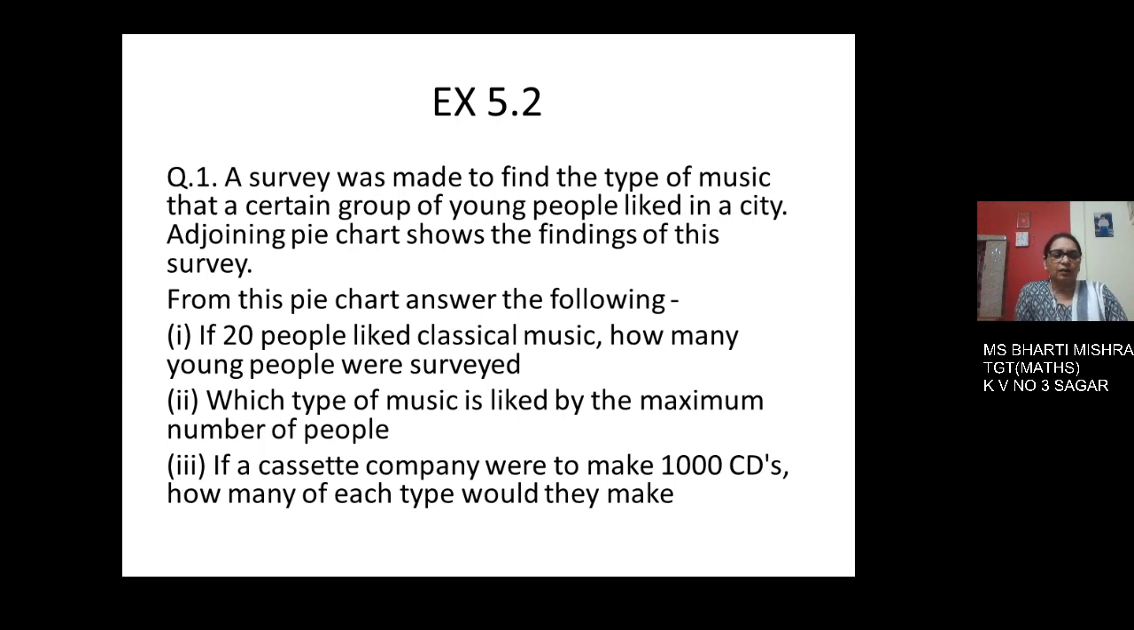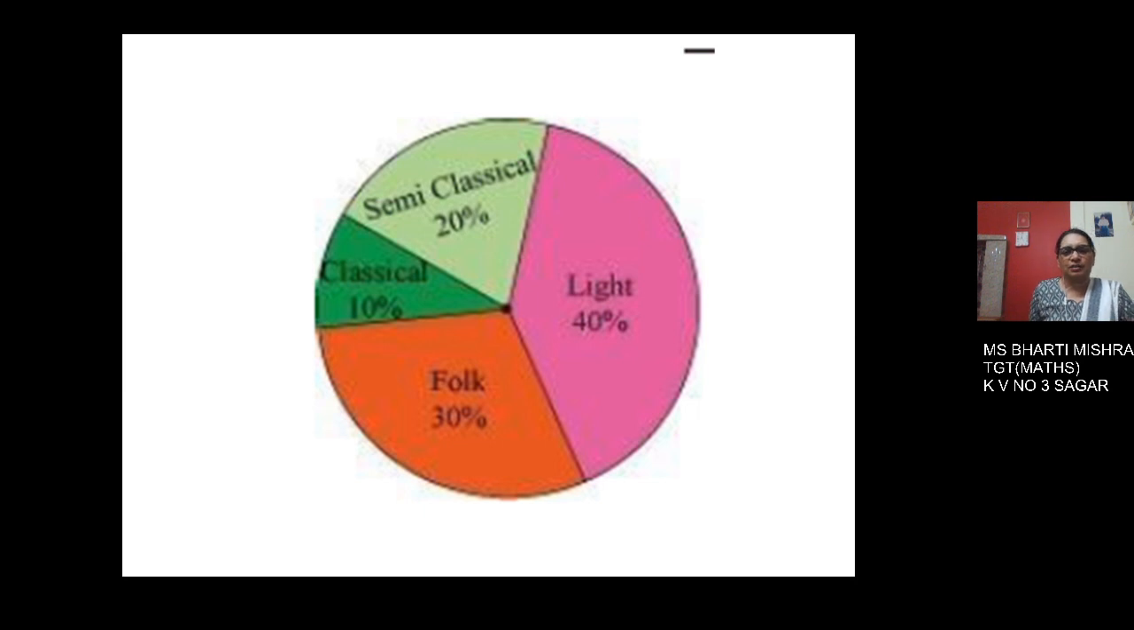We have to find out: if 20 people liked classical music, how many young people were surveyed? Second, which type of music is liked by the maximum number of people? And third, if a cassette company were to make 1000 CDs, how many of each type would they make? So here a pie chart is given.